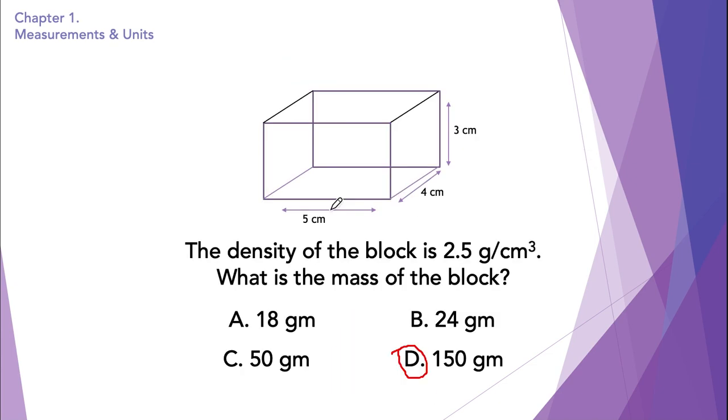The volume of regular objects is measured with the length into width into height. So we're given all the values over here. When we multiply them and then multiply the volume of this block with its density, we get the mass of the block, which is 150 grams.